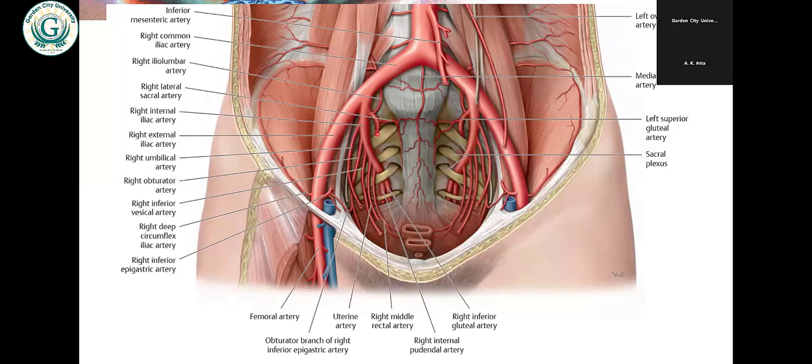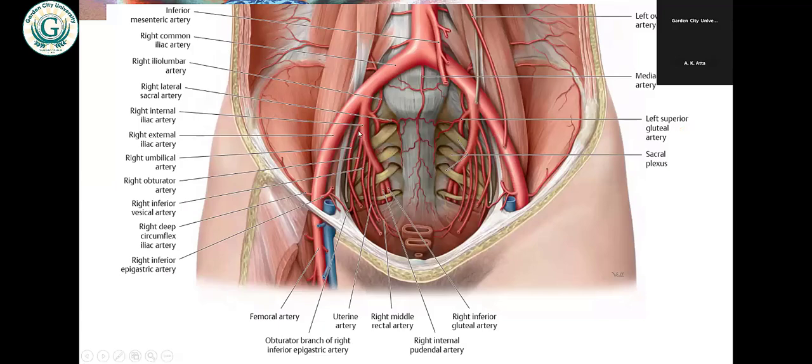Then this one here, that is going to the buttocks, is the superior gluteal artery. They are not naming it here, but they are naming it over there. So that's the superior gluteal artery. In terms of the pelvic viscera, it doesn't supply any of the organs. It supplies just the wall.